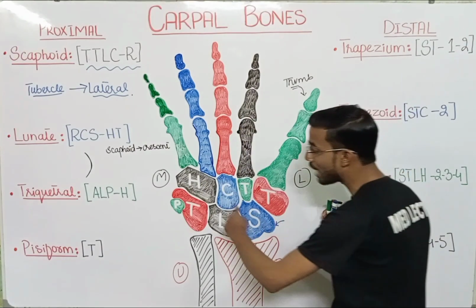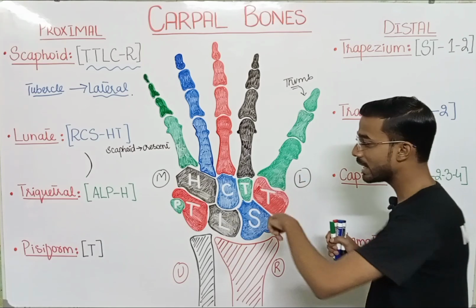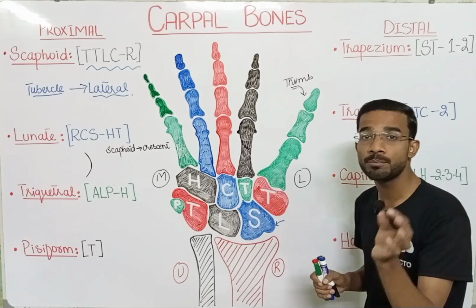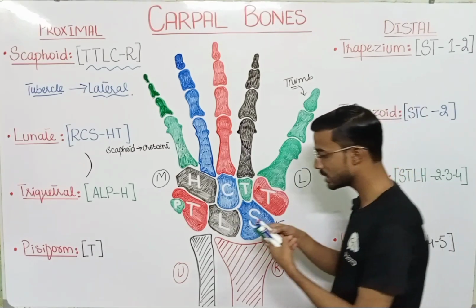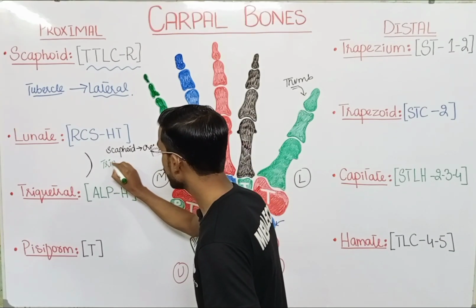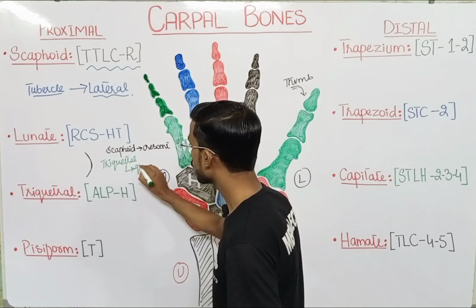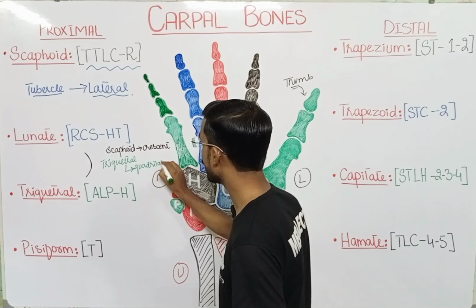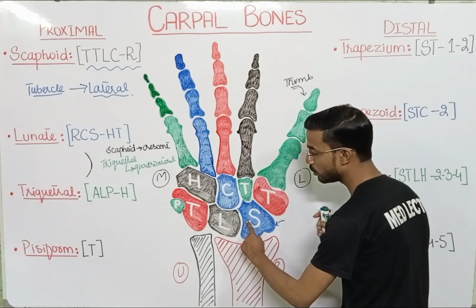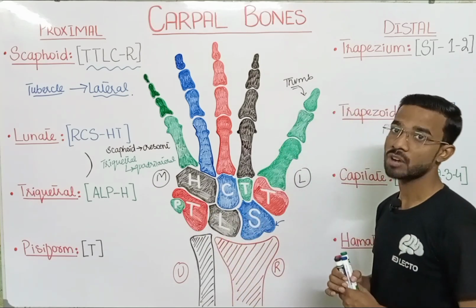But at the side of the next bone, the triquetral bone, you will see the shape of the lunate bone is quadrilateral. This is another important point. So those are basically the two important points: semilunar at the side of the scaphoid, and quadrilateral at the side of the triquetral bone.